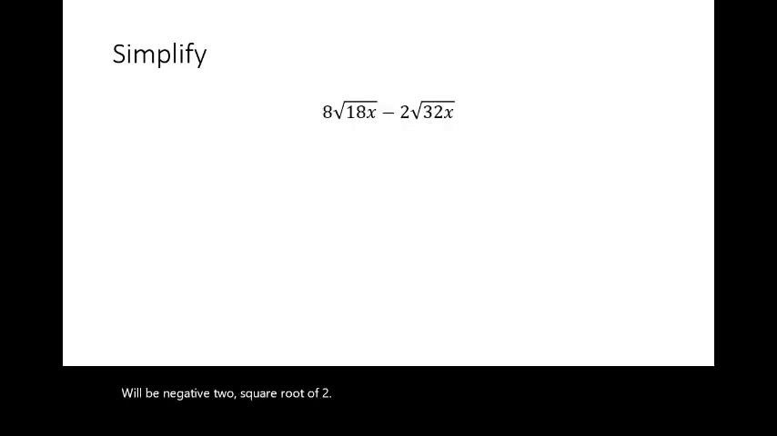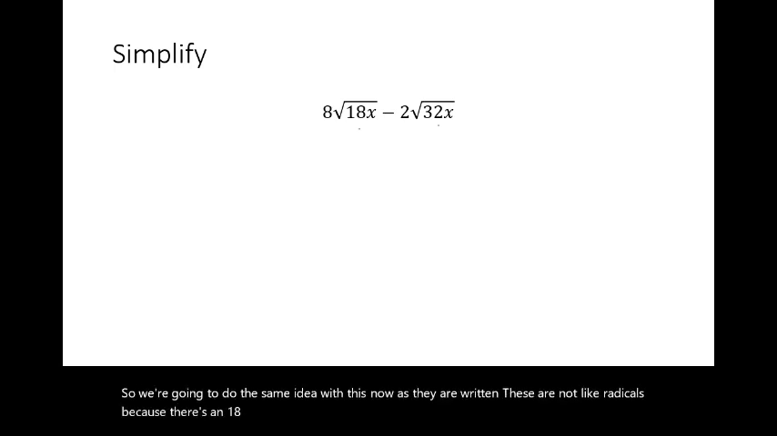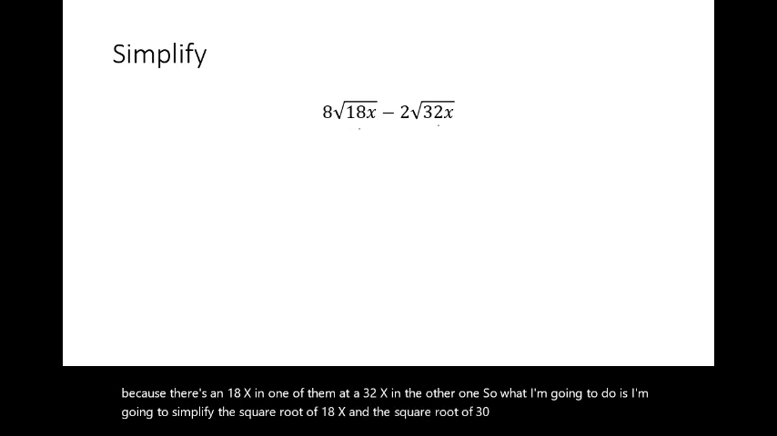So we're going to do the same idea with this. Now, as they are written, these are not like radicals because there's an 18x in one of them and a 32x in the other one. So what I'm going to do is I'm going to simplify the square root of 18x and the square root of 32x one at a time, and then I'm going to tackle actually simplifying this.